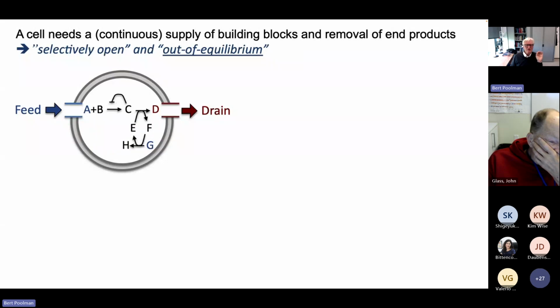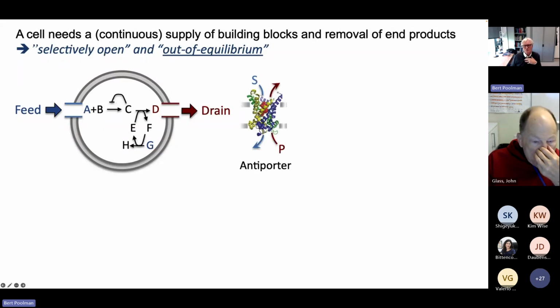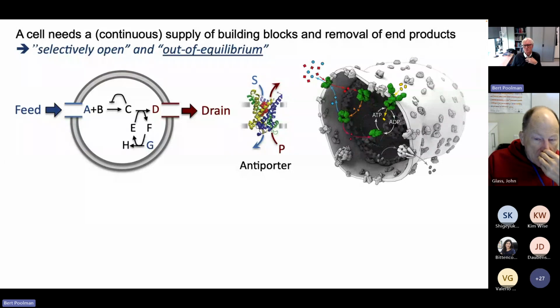Well, for the feeding and draining of molecules, we take advantage of antiporter proteins. And an example is shown here that takes up a substrate, but in the back reaction, it transports the product out. We do this in synthetic vesicle systems, and an example is shown here. So the red molecule is taken up, delivers ATP, and the product, the blue molecule, goes out again.